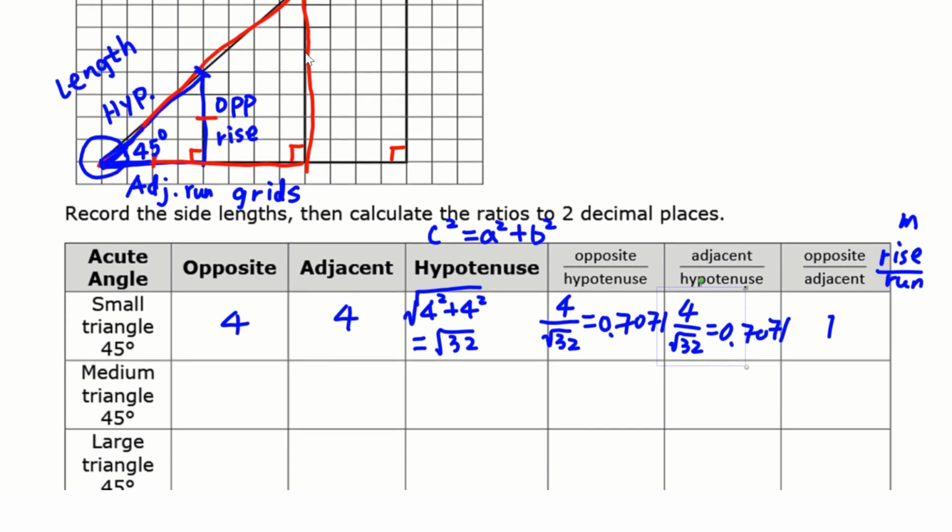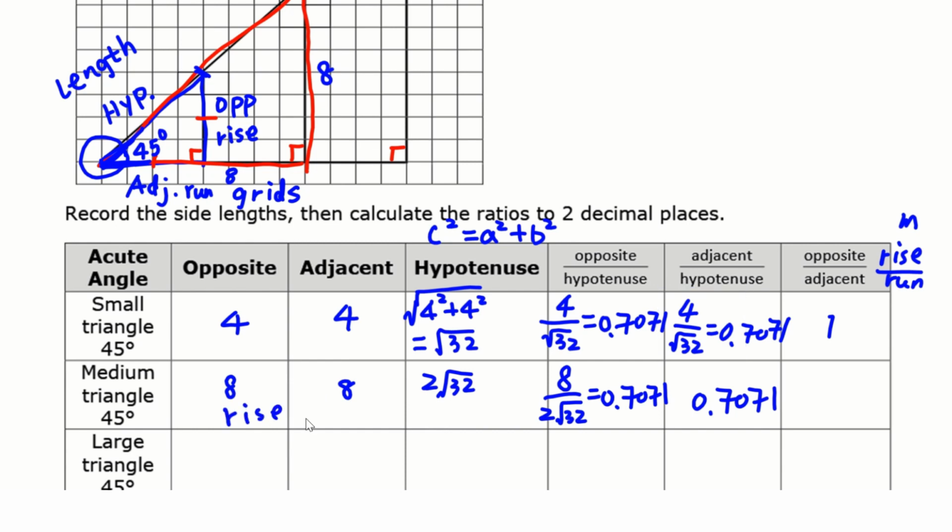So we count. The opposite side is 8, the adjacent side is 8. So actually it's just each side doubled. Then the hypotenuse will be 2 square root 32 because it's doubled. Then the ratio we are going to have is 8 divided by 2 times square root 32, which gives you 0.7071. So same thing, this one is 0.7071. Rise over run gives you the slope, which is the same, it is 1.